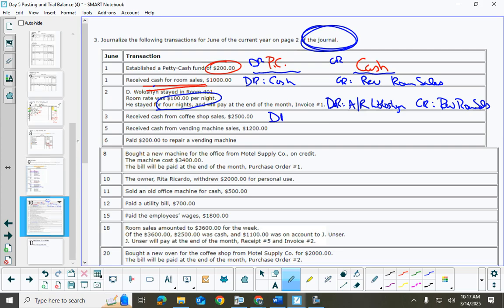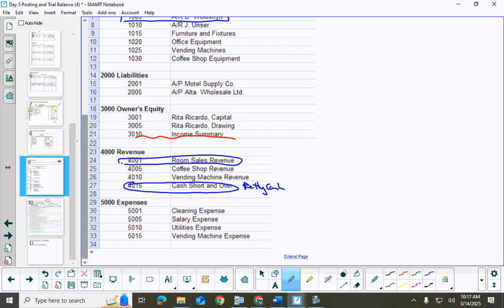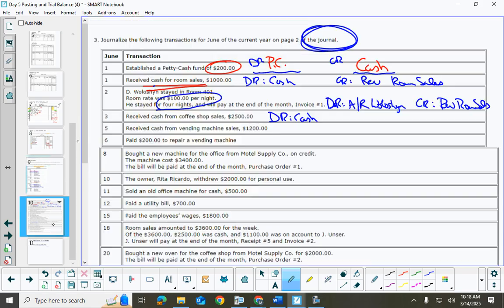You receive cash from coffee shop sales. So cash is going to go up. Now, coffee shop sales, that's another one of your revenue accounts. So you're going to credit another one of your revenue accounts, the coffee shop.